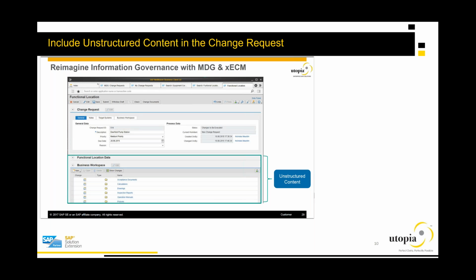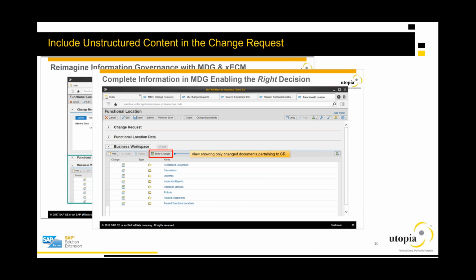So the advantage of this is to add this unstructured content into the change request when you are creating the equipment in the first place, when you're creating the function location in the first place. So now it's a combination of structured data and unstructured data being managed together in the same workflow, in the same approval steps. As you go through the process, you can view what changes have been made. So if you've got different versions of the documents, you can see what versions are being used, how many versions you've had of those documents.